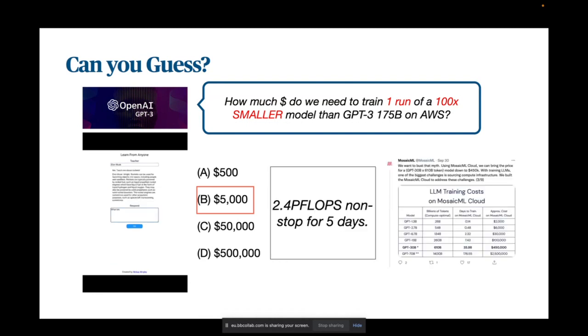And just a couple of weeks ago, a startup tried to brag that they can train a 30 billion parameter model for under $500,000.